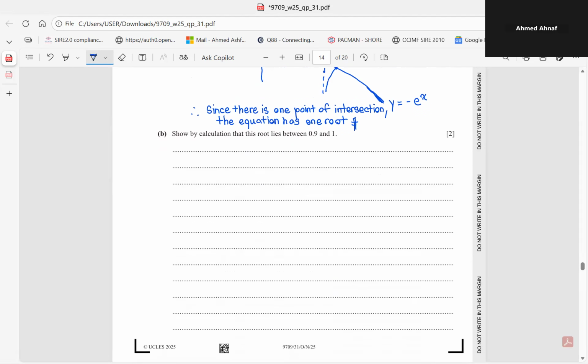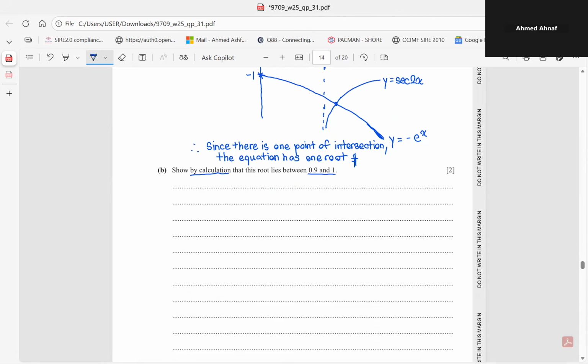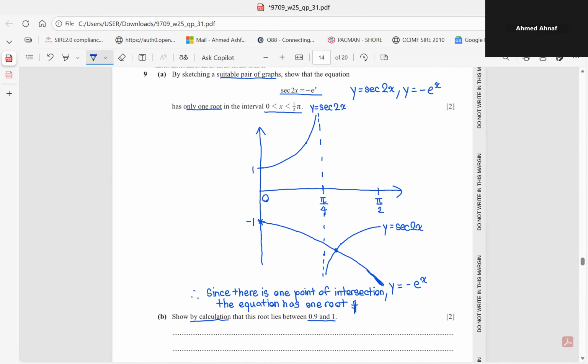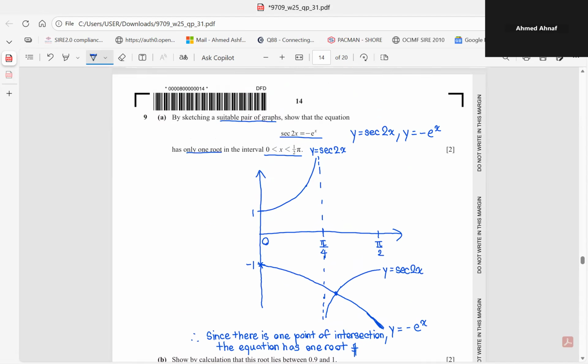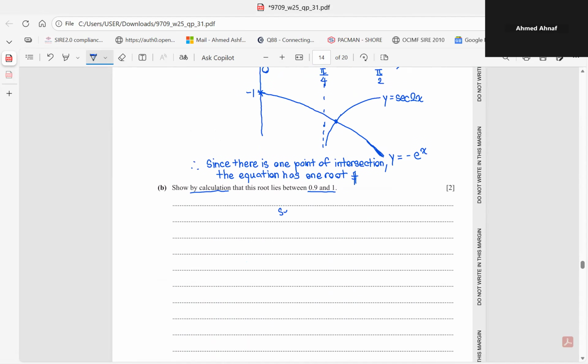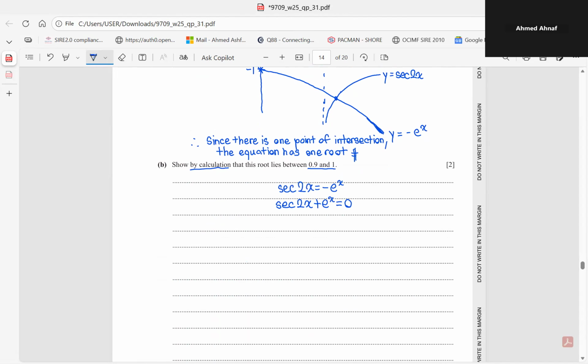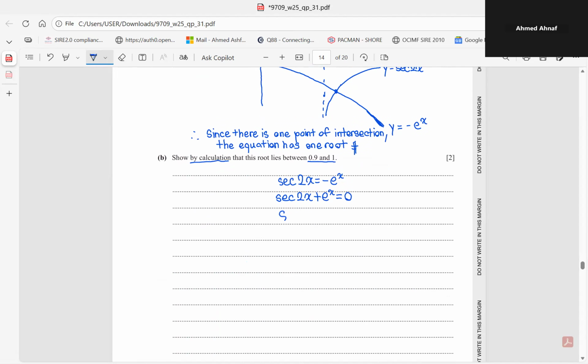Okay, so we are told to show by calculation that this root lies between 0.9 and 1. To do this type of question, what I like to do first is to take the equation above and make one side equal to 0. So we can just add e to the power of x to both sides. Then we'll get secant 2x plus e to the power of x equals 0. And now we can substitute both of these values. Let's start with x equals 0.9.